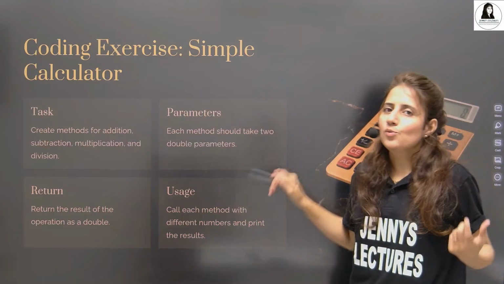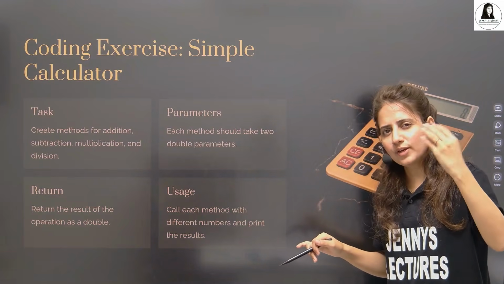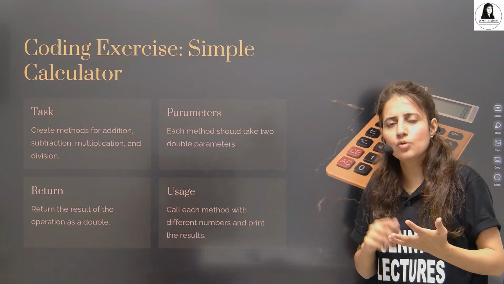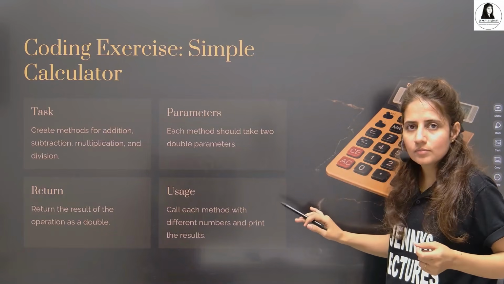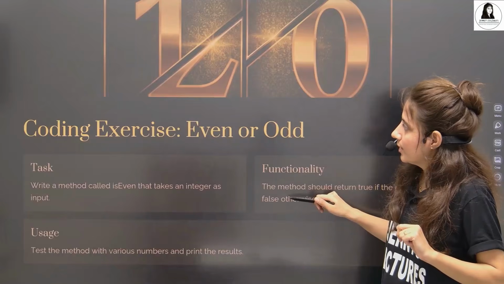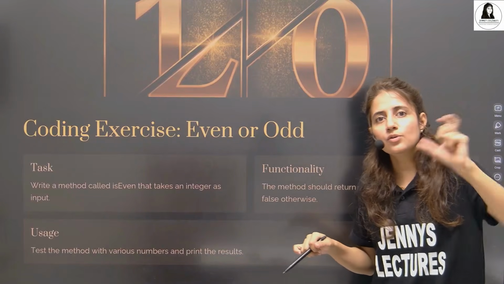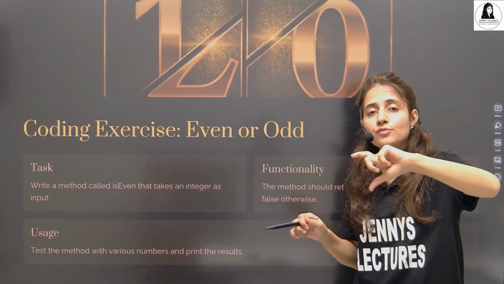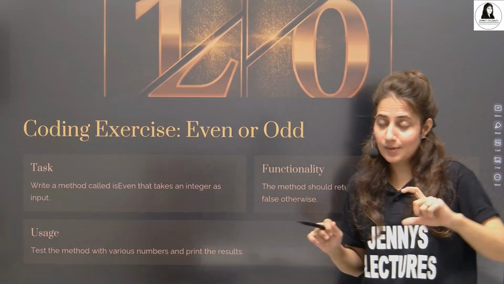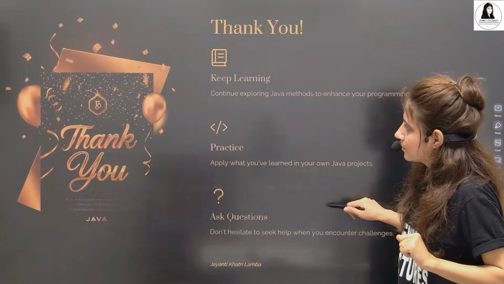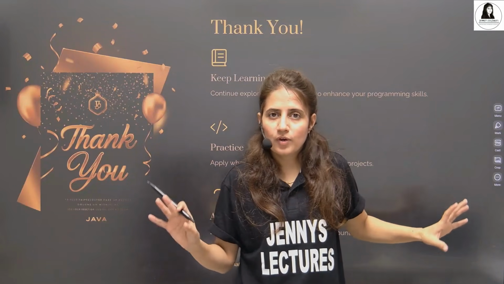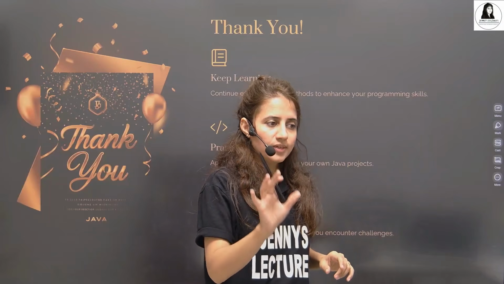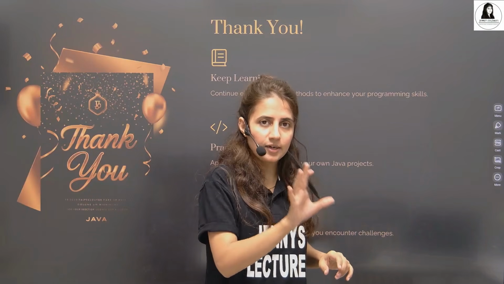Right? Simple calculator. Just make 4 or 5 methods: add, subtract, multiplication, division, or modulo, and make your simple calculator kind of thing using methods. Okay. Even or odd. Find out if a number is even or odd, but that thing you have to do with the help of methods now. Fine. Okay, now that's it about basic methods. What are methods? Why we use methods? What are some advantages of using methods? Now let me show you some coding exercises and we will see that thing.